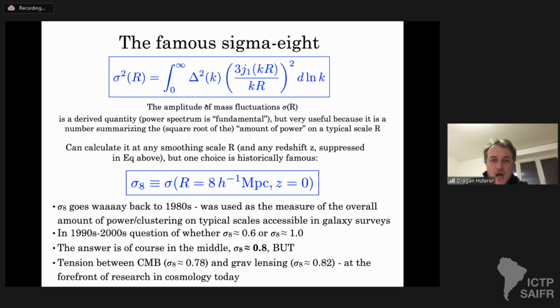Yeah, you can pick any R, but I'm talking about sigma 8, which is for R of 8. That's famous. And the question about N-body is not really relevant to this, so let me just move on and maybe leave it for later. Okay, all right, so that's that.